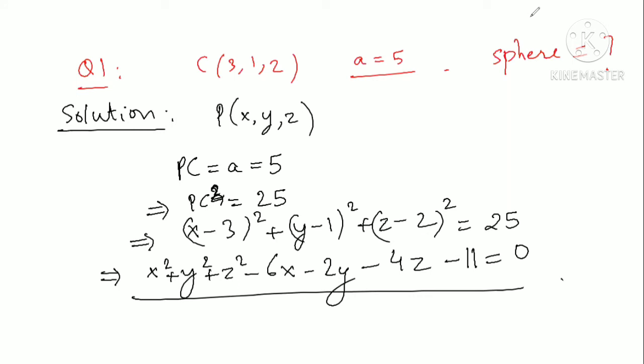So we got the equation for the sphere like this: x square plus y square plus z square minus 6x minus 2y minus 4z, and then minus 11 equals 0, because 9 plus 1 was 10, 10 plus 4 is 14, and then 14 minus 25, so minus 11 equal to 0.